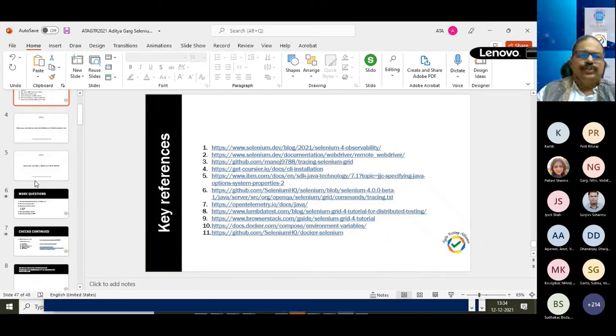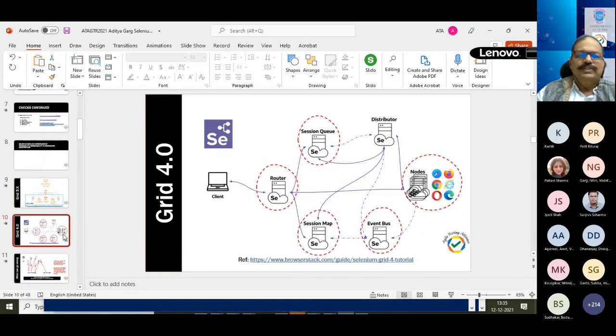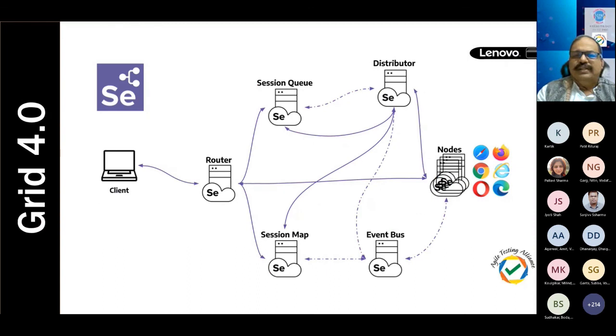Okay, sure. That's a good question, and I'll show you once again. See, this is the grid that we have done. In fact, we have created 6 PowerShell windows, and we created a router, session queue, all these things, nodes as well, right? And the client. So there are 7 components in all.